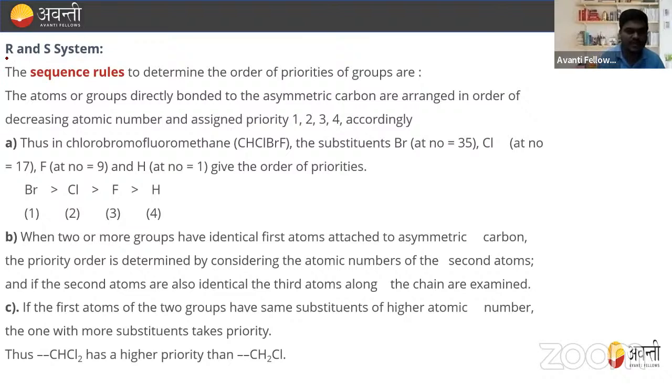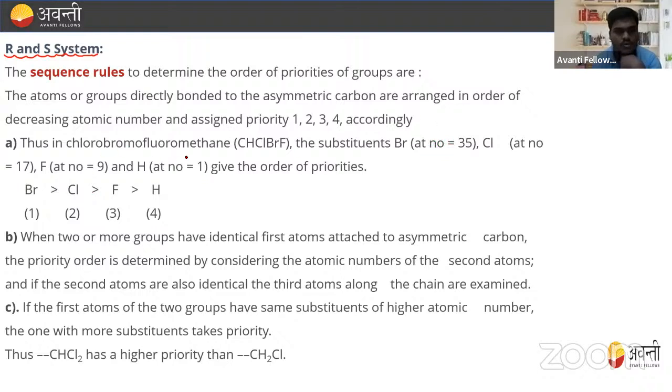Now we have another system that is called the RS system. The sequence rule to determine the order of priority of groups: the atoms or groups directly bonded to the asymmetric carbon are arranged in order of decreasing atomic number and assigned priority 1, 2, 3, 4 accordingly.